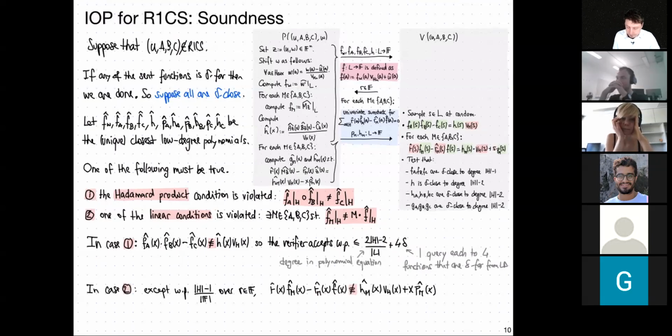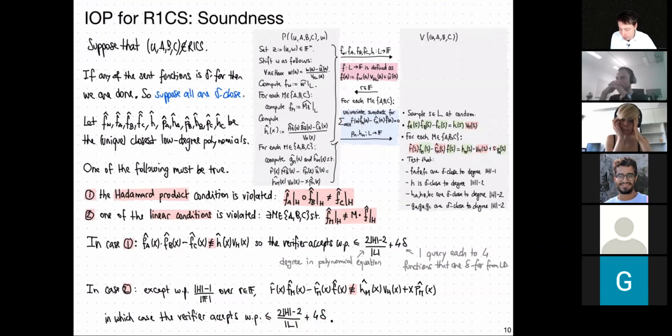In case 2, it means that except with probability h minus 1 over f over the choice of R, which is reducing the linear condition to univariate sum check, this equation cannot hold, because if it did, then it would sum to 0, right? And again, then we have this test running.